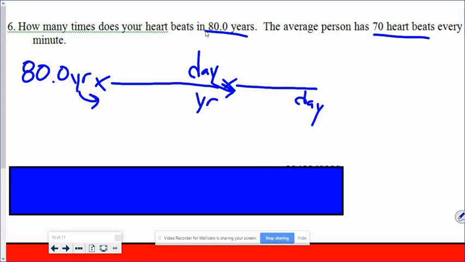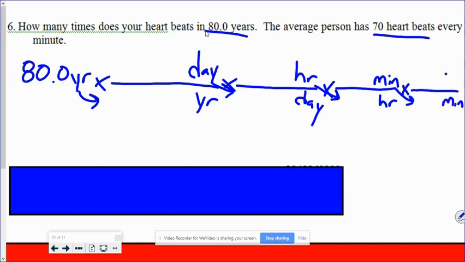What can I convert days into? Well, I can convert days into hours. Do I want my answer in hours? No, I want it in heartbeats. So multiplication sign, division bar, whatever's up here goes down here. Hours. I can convert hours into minutes. Do I want my answer in minutes? No, I want it in heartbeats. So I'm still not done yet. Multiplication sign, division bar, whatever's up there goes down there. Minutes. And now I can go to heartbeats.